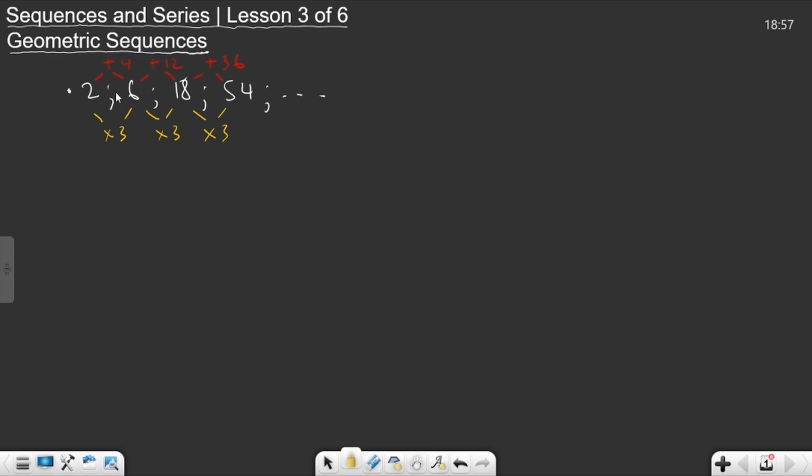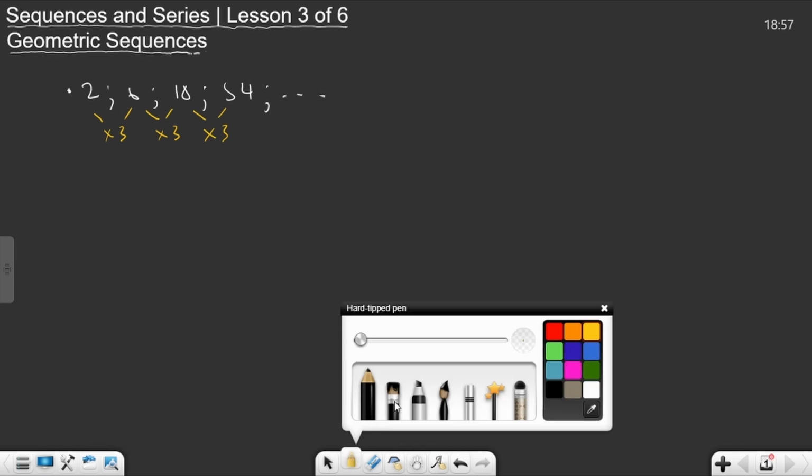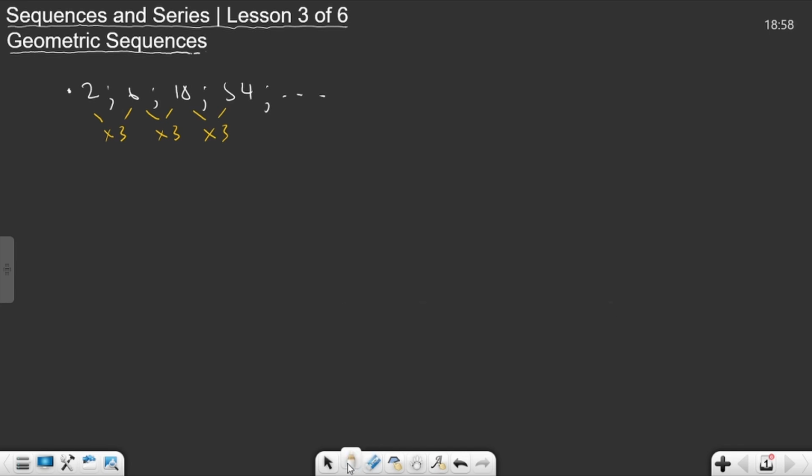So we can see clearly this is not an arithmetic sequence because there is no common difference. So I can erase this. We don't need this. Okay. So what is this sequence called? If you are multiplying by the same number to get the next number, what is it called? This is referred to as a geometric sequence.